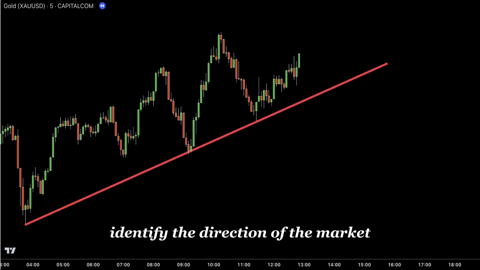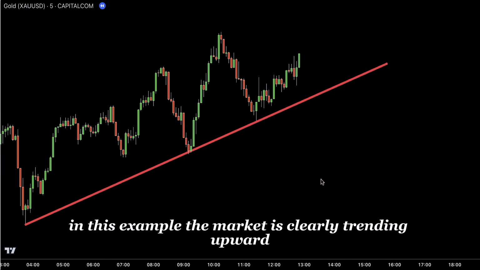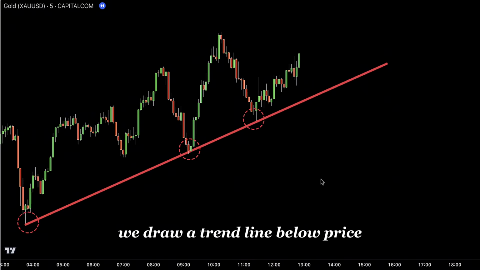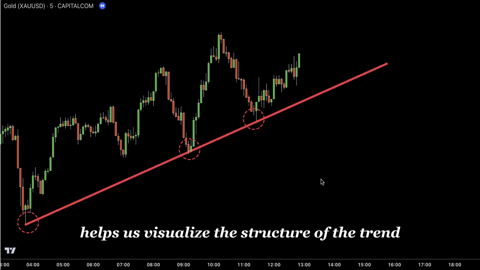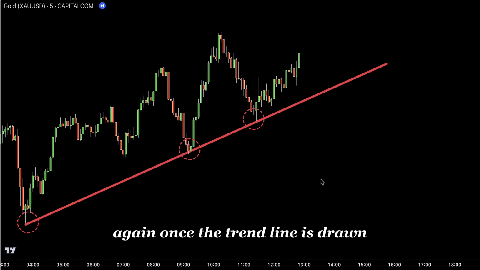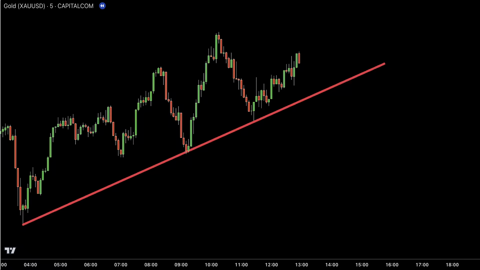First, identify the direction of the market. In this example, the market is clearly trending upward, forming higher highs and higher lows. We draw a trend line below price, connecting the swing lows. This trend line helps us visualize the structure of the trend and identify potential areas where buyers may step in again. Once the trend line is drawn, we wait for price to retrace back to it.